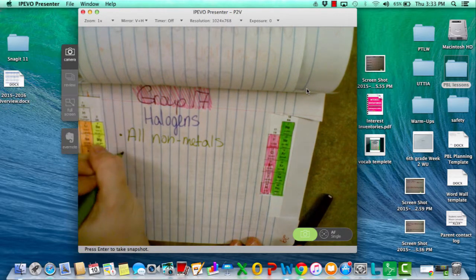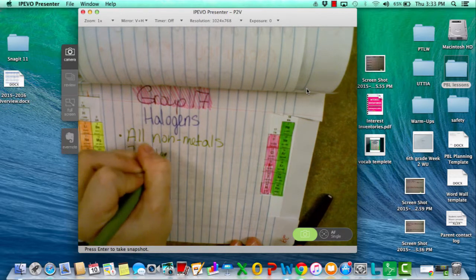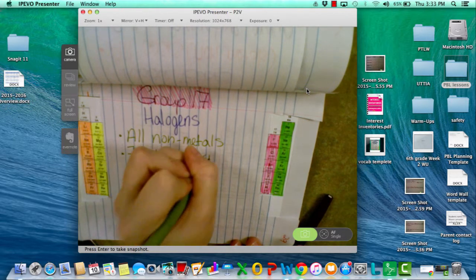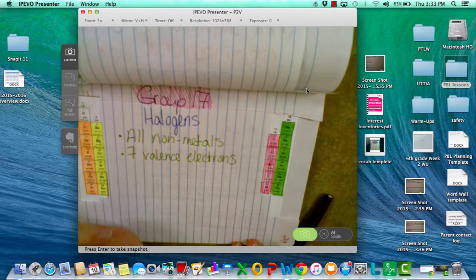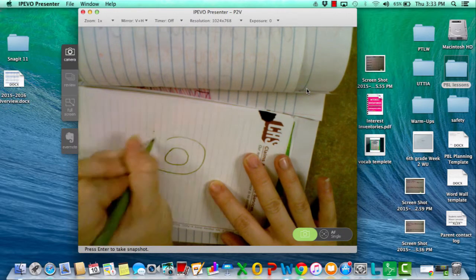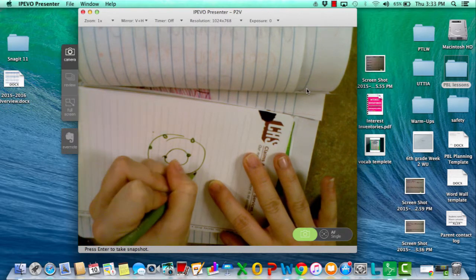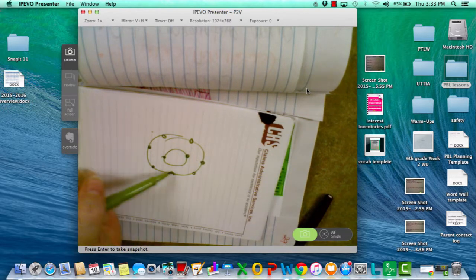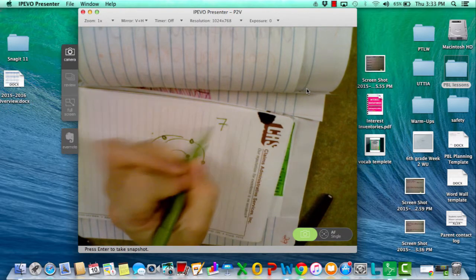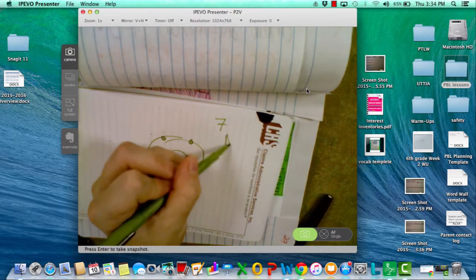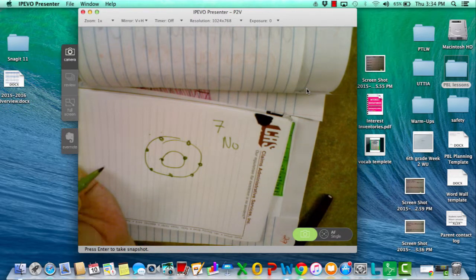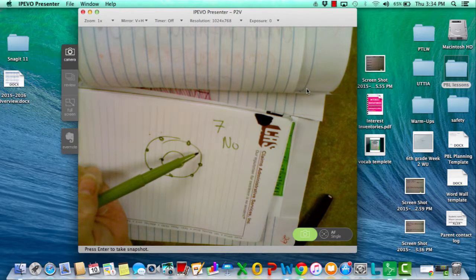Because they are group 17, they have 7 valence electrons. Now I want you to think about that. They have 7 valence electrons. So if we were to draw a picture of fluorine, how many valence electrons does it have? It has 7. So is it happy? Well, the answer is no, because it wants 8. It is 1 valence electron away from having a full outer energy level.